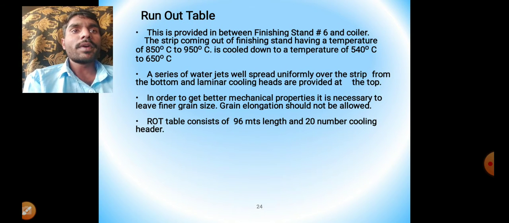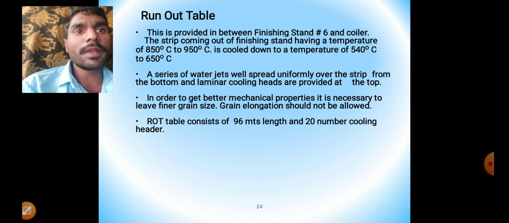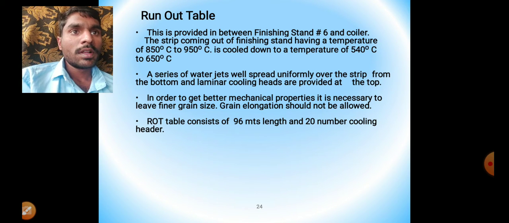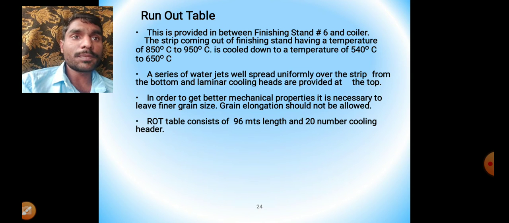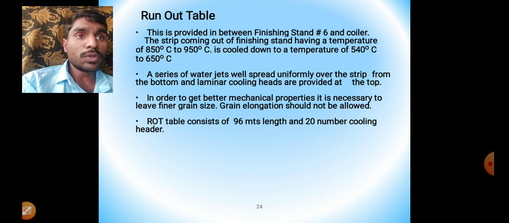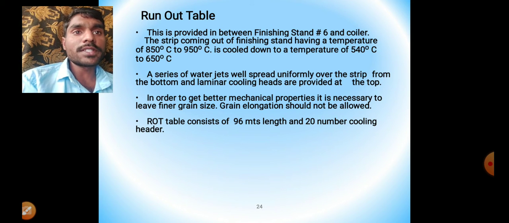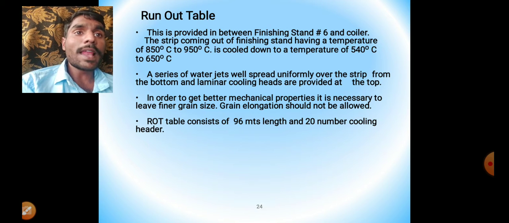The finishing mill run-out table is provided between finishing stand 6 and the coiler. When the strip comes out of the F6 stand, it has a temperature of 850 to 950 degrees Celsius, and it is cooled down to a temperature of 540 to 650 degrees Celsius. A series of water jets spread uniformly over the strip from the bottom, and laminar cooling headers are provided at the top.